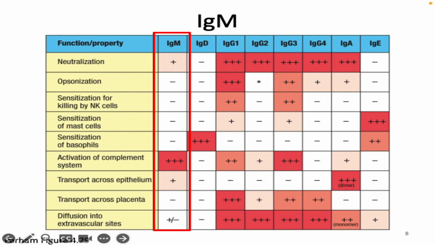IgM is very good at activating complement, and that's mainly the thing it's good for. And so IgM is really good at activating complement. Yeah, there's some other IgGs that activate complement, but if I wanted to activate complement, I always think of M. I never even think of these Gs. I'm always like, yeah, IgM is my complement activator. You can see it does a couple other things sort of meh, but really it's the star of activating complement.